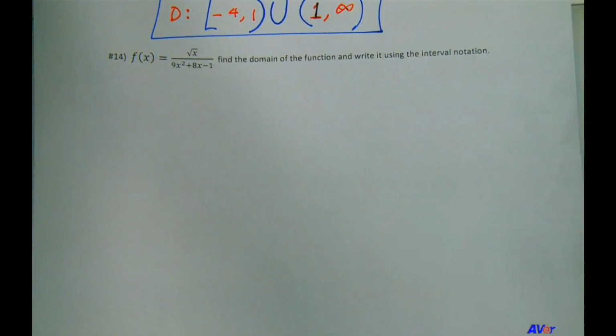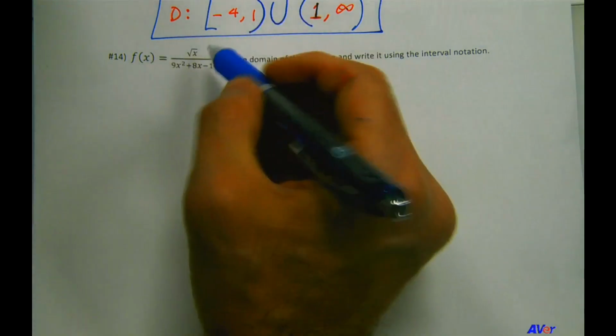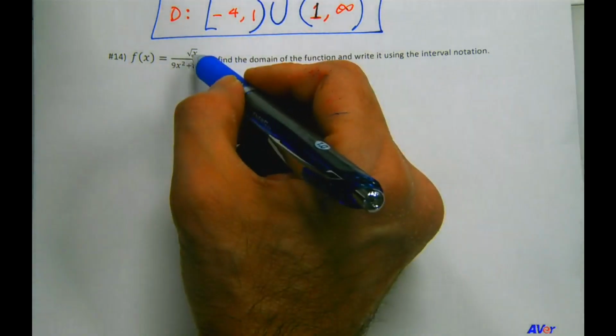This next one, again, please pause the video. Use your own scratch paper to solve this. Find the domain, write the domain using interval notation, and then come back to the video to compare your result with mine. Okay, so here, once again, the numerator has a square root in it.